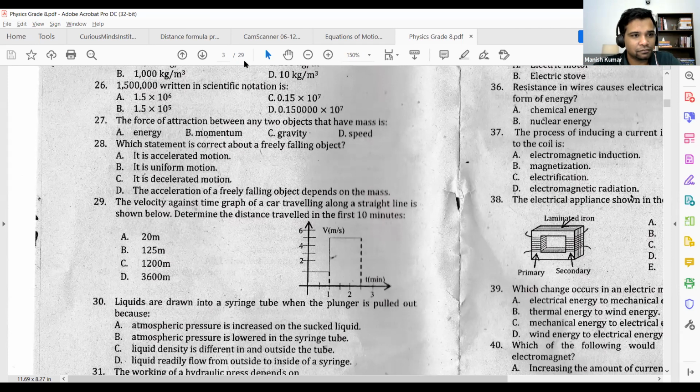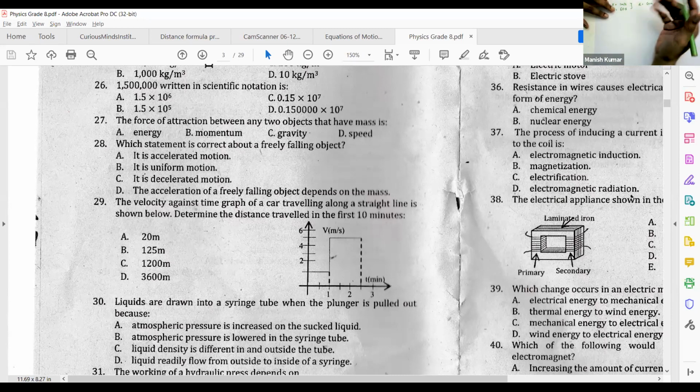Can you tell me the question again? Okay, the question is that if the velocity is 1 meter per second and the time is 60 seconds, what is the distance it travels? If a car is running at 1 meter per second for 60 seconds, how much distance will it cover? 60 meters, right?